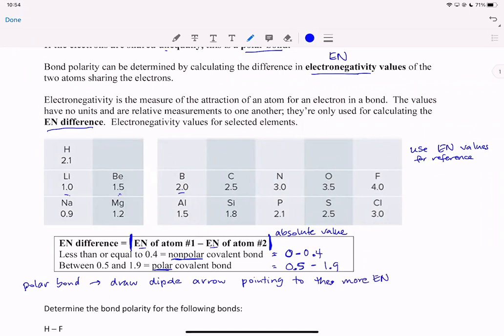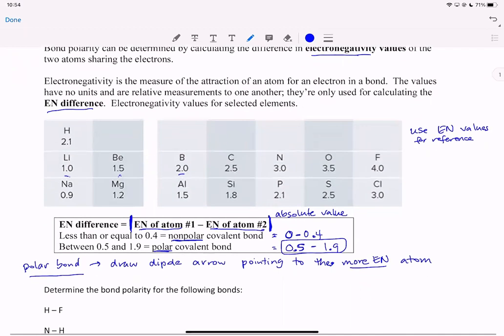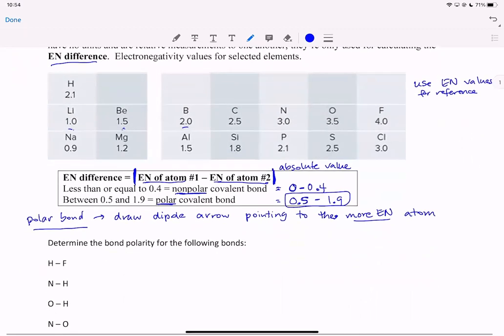And so what do I mean by the more electronegative atom? Well, the 2 atoms have electronegativity values. And if the value falls in the polar bond range, that's 0.5 to 1.9, that means one atom will have a higher value for electronegativity. And so the arrow will point to that higher value electronegativity. So instead of being a line, you would draw it as an arrow.